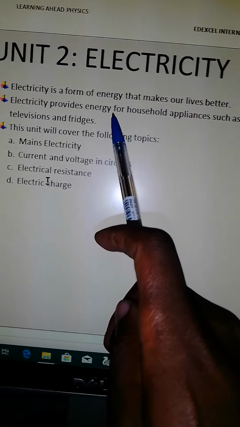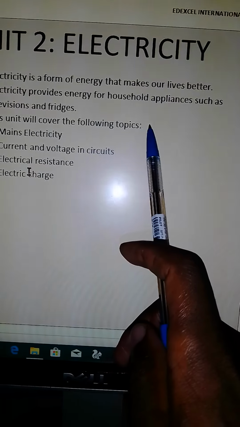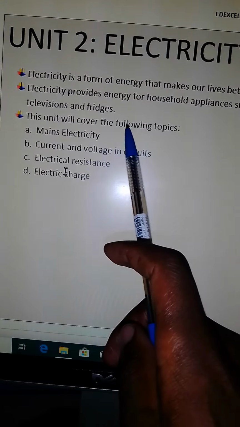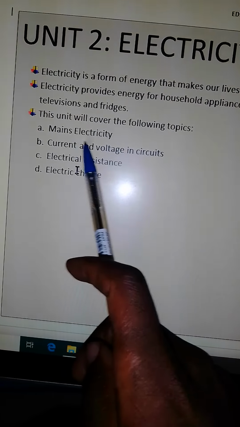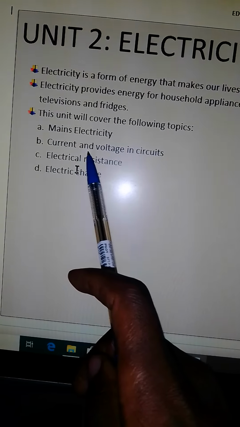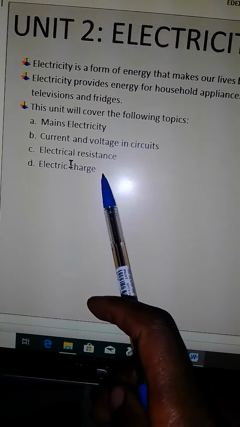Now, we have learned over time that electricity is a form of energy that makes our lives better. Electricity provides energy for household appliances such as televisions and fridges. This unit will cover the following topics: mains electricity, current and voltage in circuits, electrical resistance, and electrical charge.